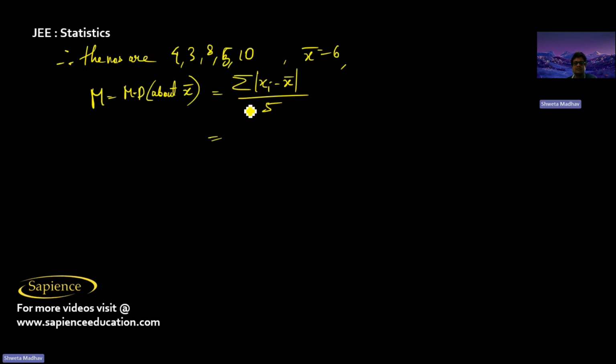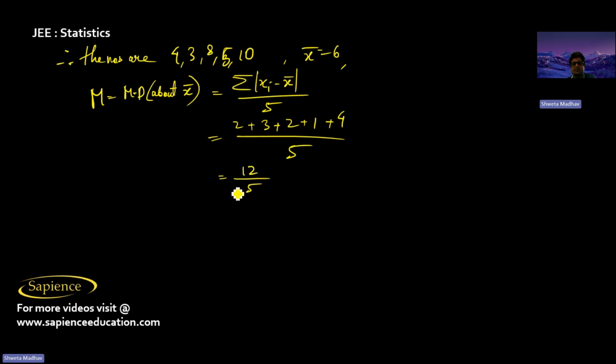And then here, this would be summation of mod of xi minus x bar. So mod of 4 minus 6, that is 2. Mod of 3 minus 6, that is 3. Plus mod of 8 minus 6, 2. Plus mod of 5 minus 6, that is 1. Plus mod of 10 minus 6, that is 4. Divided by 5. So this would be equal to 3 plus 3, 5, plus 5, 10, plus 2, 12.